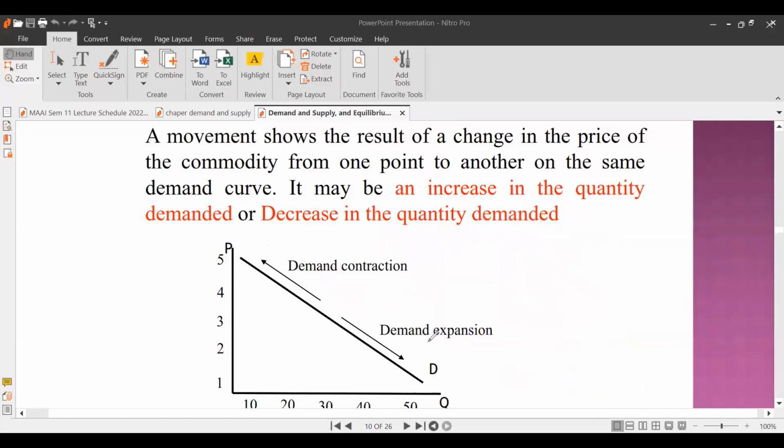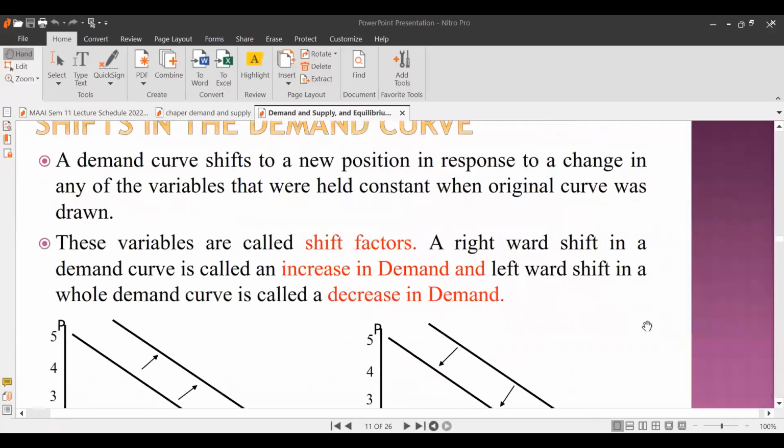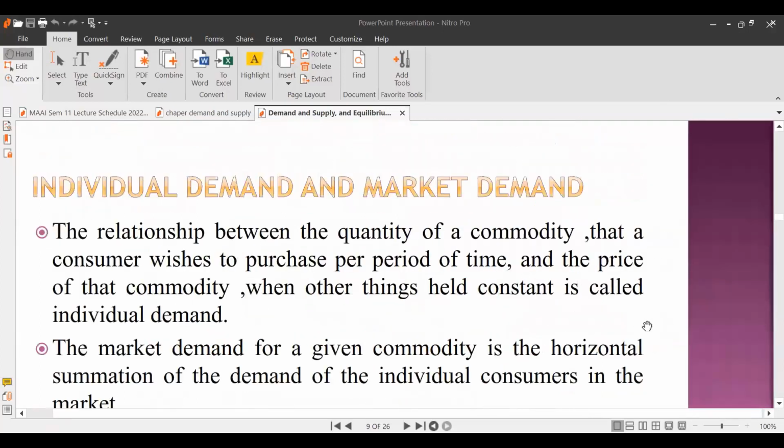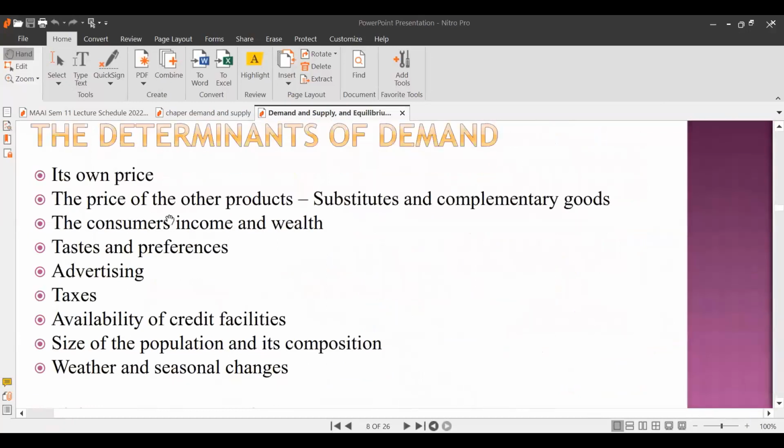That means that will affect movements along the curve. But other than the price, there will be several factors that will affect demand: the price of other products like substitutes and complementary goods, consumer income, taste, advertising. Likewise, different factors will affect. Right?